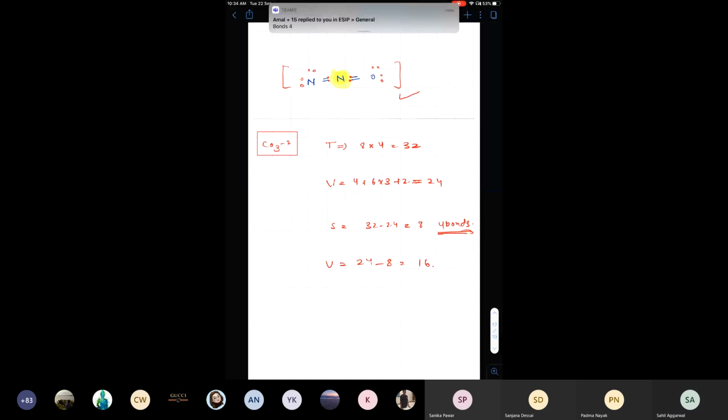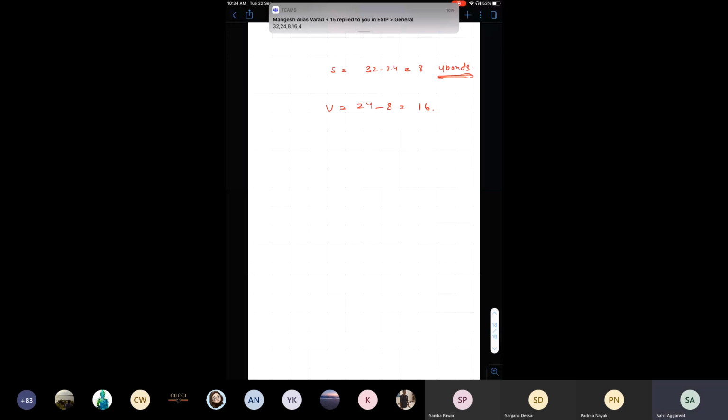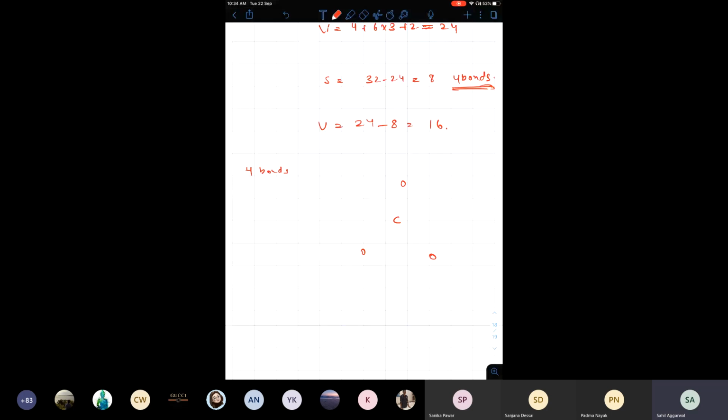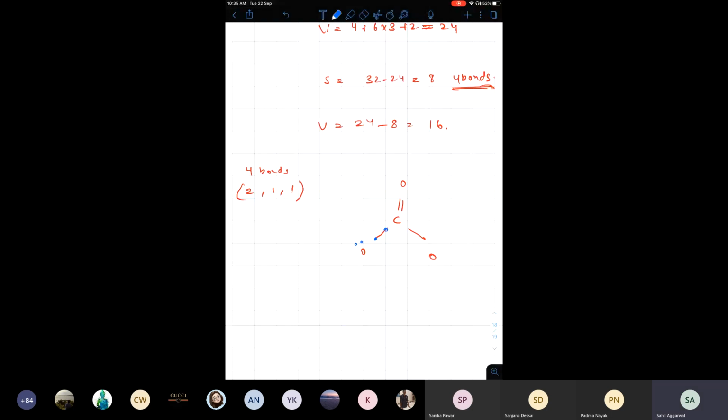All of you understood this? We have to form 4 bonds. Carbon, oxygen, oxygen, oxygen. Please look at the structure now. Carbon is the central atom. 3 atoms are there. How to form 4 bonds with 3 atoms? Two, 1, 1. Then complete the octet. 1, 2, 3, 4, 5, 6, 7, 8.